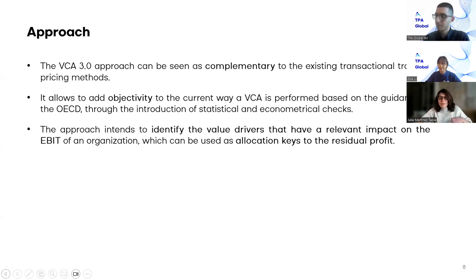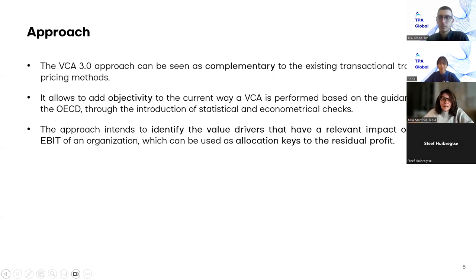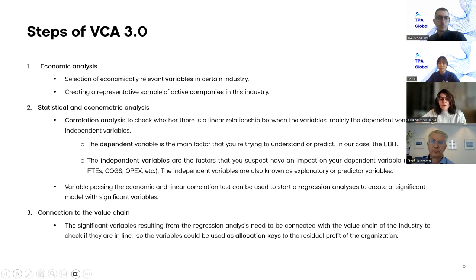Yeah. Okay, so the VCA 3.0 approach can be seen as complementary to the existing transactional transfer pricing methods. And the idea is to add objectivity to the current way a VCA is performed based on the guidelines of the OECD. So the approach intends to identify which are the value drivers that have a relevant impact on the EBIT in an organization, with the purpose to use them as allocation keys to the residual profit. That's the intention of the approach.